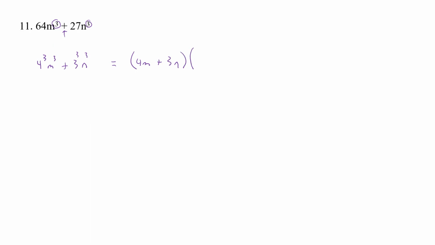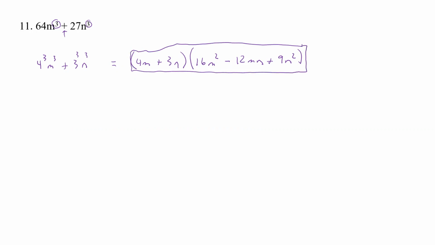And then I square the first one, so that's going to be 16m squared. Now I have opposite sign. Then I have to multiply those together. 4 times 3 is 12mn. And then I have plus, I square the last term, that's going to be 9n squared. And so that then is going to be my factored form.